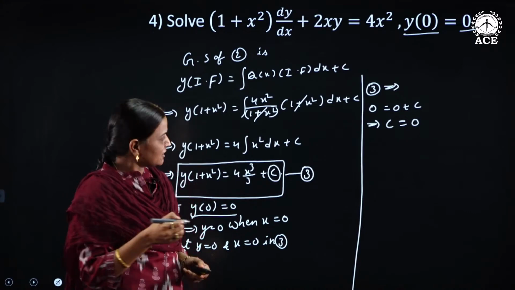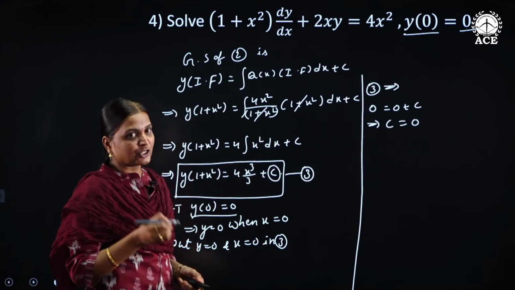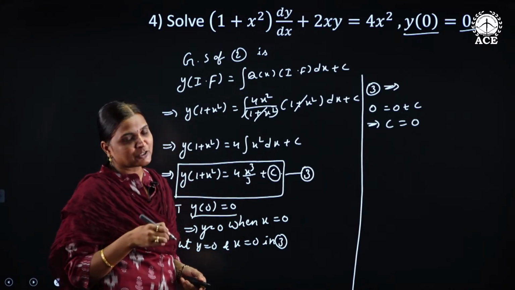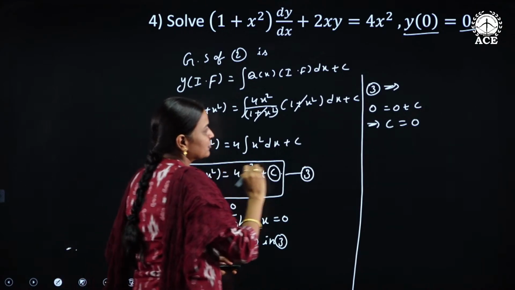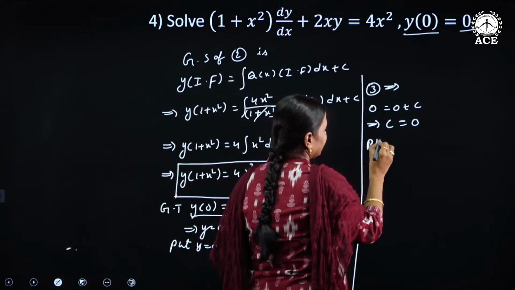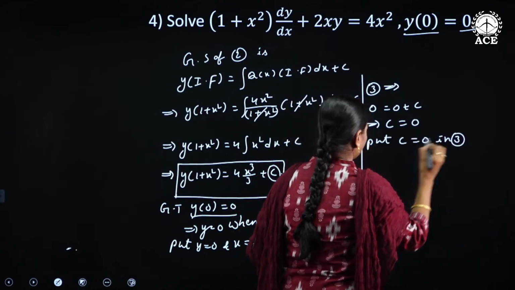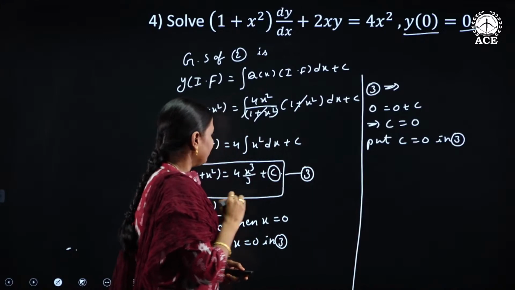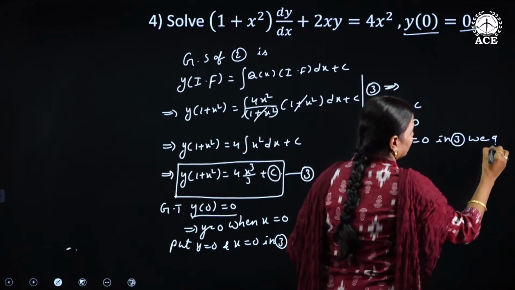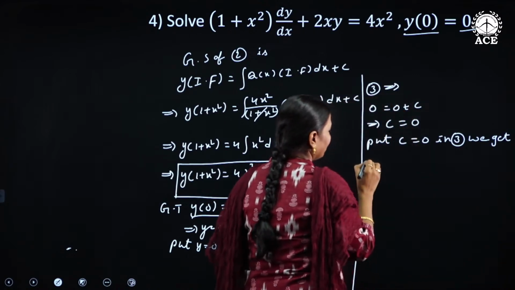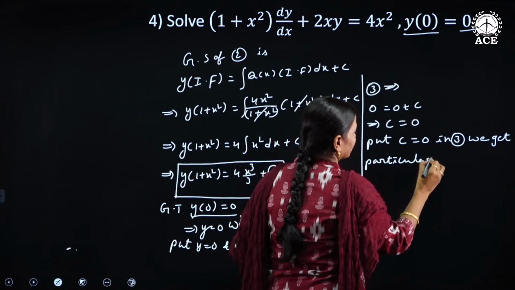This is the general solution. The particular solution is obtained by substituting the arbitrary constant value in the general solution. So put c equal to 0 in equation 3. If we substitute c equal to 0 in equation 3, we get the particular solution. That solution is called the particular solution.